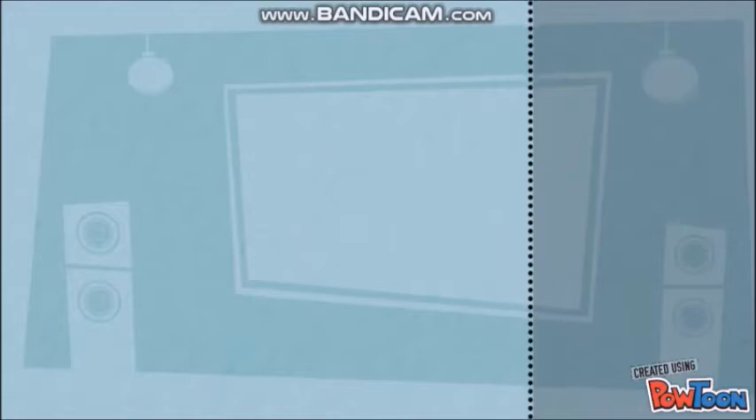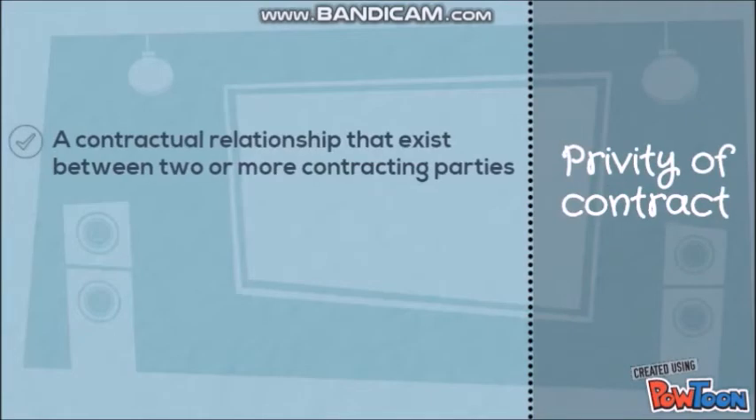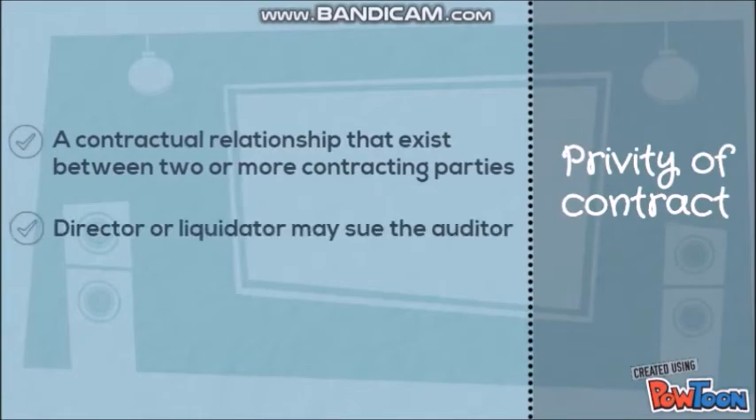Lastly is privity of contract. Privity of contract refers to a contractual relationship that exists between two or more contracting parties. Under the contract, the director or a liquidator may sue the auditor in respect of losses incurred by the company arising from the auditor's negligence.